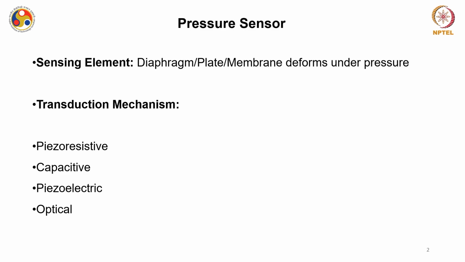We are in the 8th module where we are discussing tactile and pressure sensors. We already have discussed tactile sensor, and in the previous class we talked about pressure sensors. In the previous lecture we have learned about different sensing elements and different transduction techniques that can be used to detect pressure. The sensing element is mostly based on a diaphragm, plate or membrane, and of course the transduction technique can be very wide, including piezoresistive, capacitive, piezoelectric and optical.